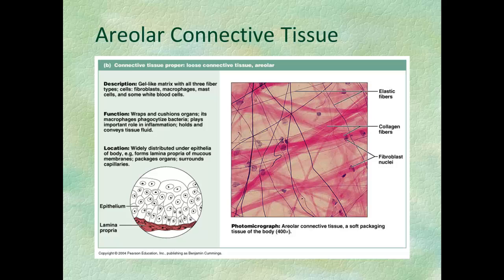Those are called lamina propria. It packages different types of organs. It surrounds capillaries. So there's a lot of different areas you find this in the body. It often forms sort of thin, delicate membranes that underlie or overlie different types of organs.